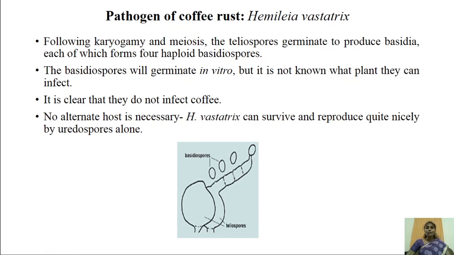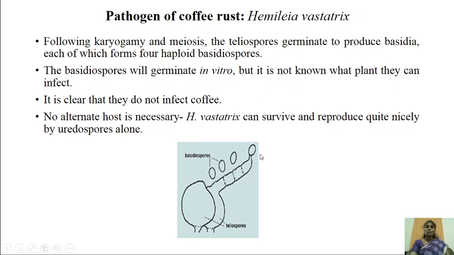Then coming to the pathogen of coffee rust, Hemileia vastatrix, following karyogamy, that means fusion of the nuclei, a diploid nucleus is formed, and this diploid nucleus undergoes reductional division called meiosis. The teliospores germinate to produce another type of mycelium called basidia, otherwise known as basidium, each of which forms 4 haploid basidiospores.